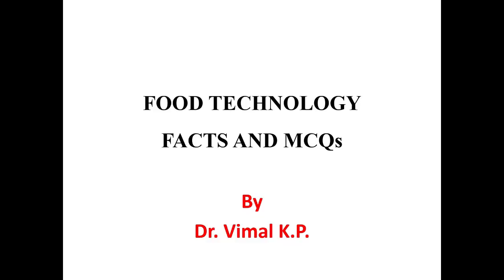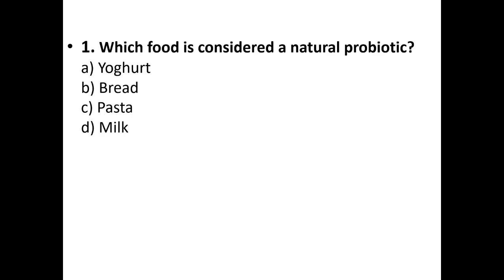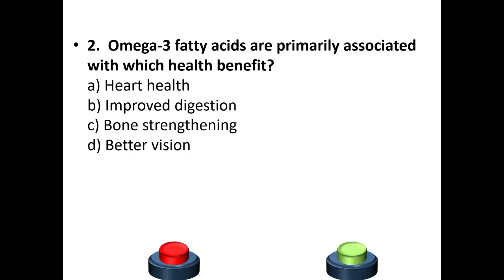Today we are going to discuss food technology facts and MCQs. There are 100 MCQs. First question, which food is considered a natural probiotic? A. Yogurt, B. Bread, C. Pasta, D. Milk. Which is the answer? Your answer is A. Yogurt.